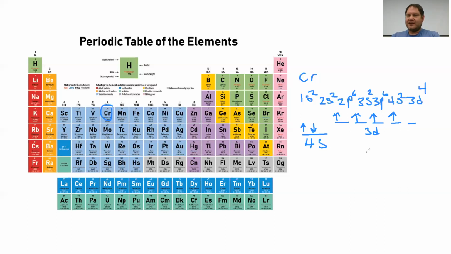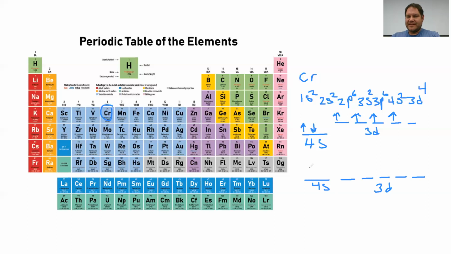But this is not going to be the case for chromium. Now, I'm not going to go into all the details why that is, okay? Why this is not going to be the case for chromium. In reality, the 4s and the 3d's, 1, 2, 3, 4, 5, the 3d's are all going to be identical in energy, okay?